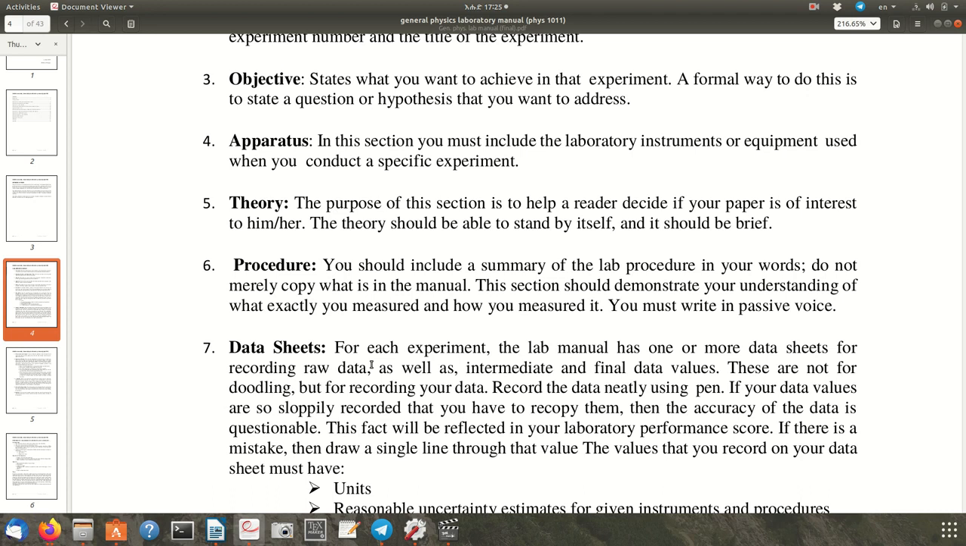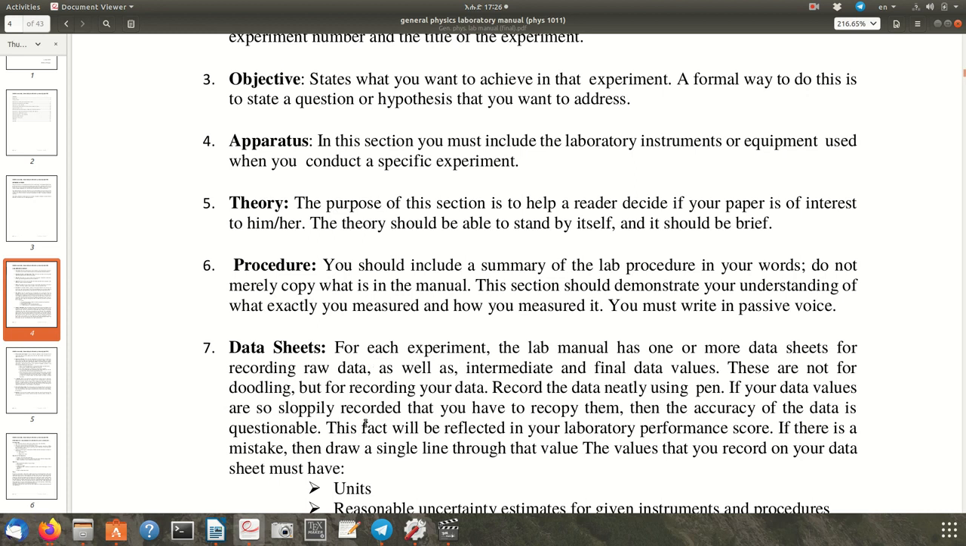One thing you have to underline here is that the procedure has to be written in passive voice. In passive voice, the active verbs have to be changed into passive. For example, the manual may say, measure the length. When you write reports, that means when you report this procedure, you write, the length of something has been measured, or something like that.